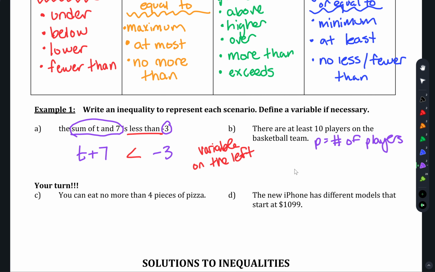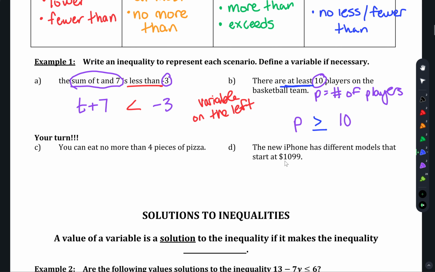So P, my number of players, will go on the left. My other number, 10, will go on the right. And then my word phrase says there are at least 10 players on the basketball team. At least means it could equal 10, but it could also be more than 10. So that is going to be greater than or equal to. All right, go ahead and try C and D. Pause the video and come back.